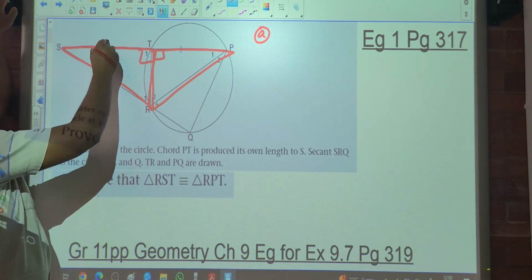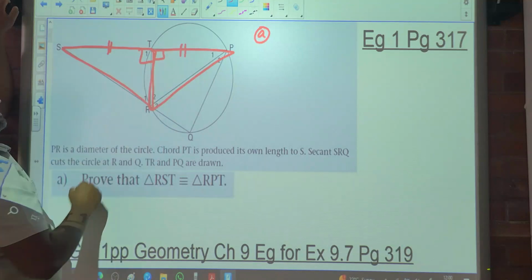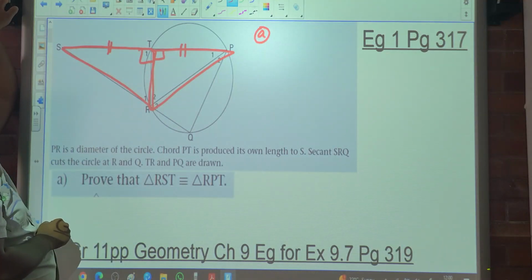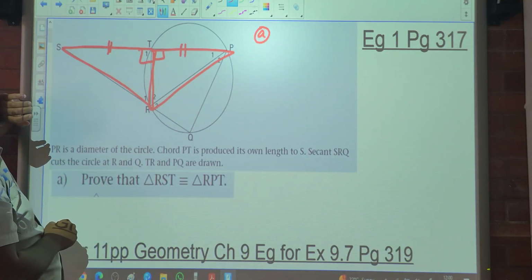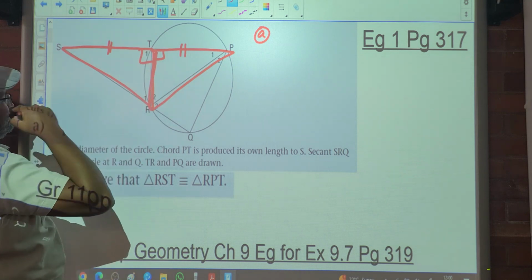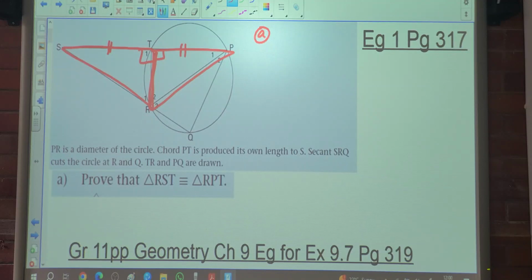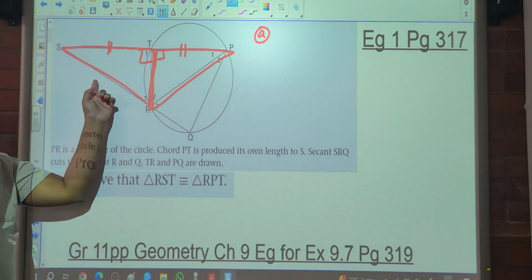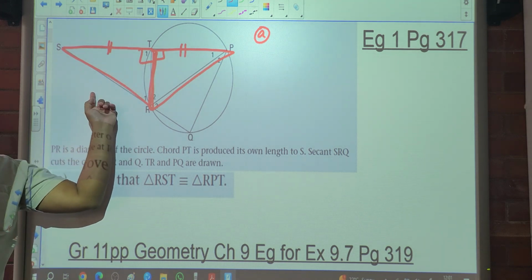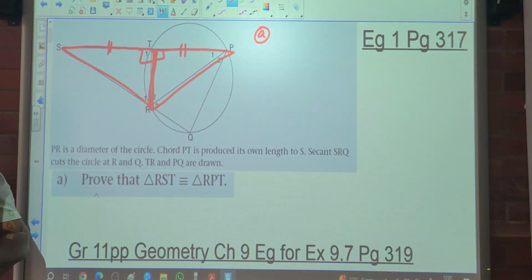Do we know that ST is equal to TP? Why? Given. And TR is a common side. So what case of congruency is that? Side, angle, side. When do I use RHS? Do I use the hypotenuse? Did I use the hypotenuse here? No. So I'm not going to use RHS. You guys understand?